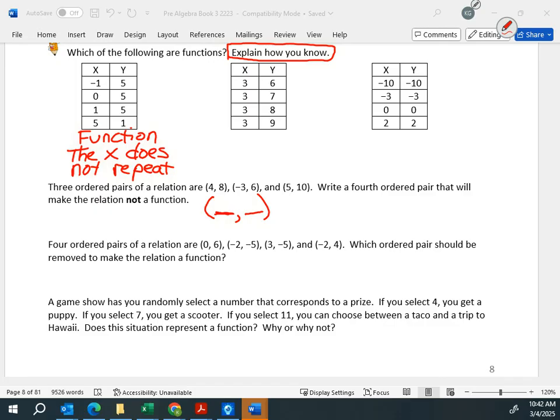So think about the prizes, those numbers and the prizes in the terms of x's and y's. So your numbers and your prizes, x's and y's. Is it a function or not a function? And explain it. Are there any questions on this objective?